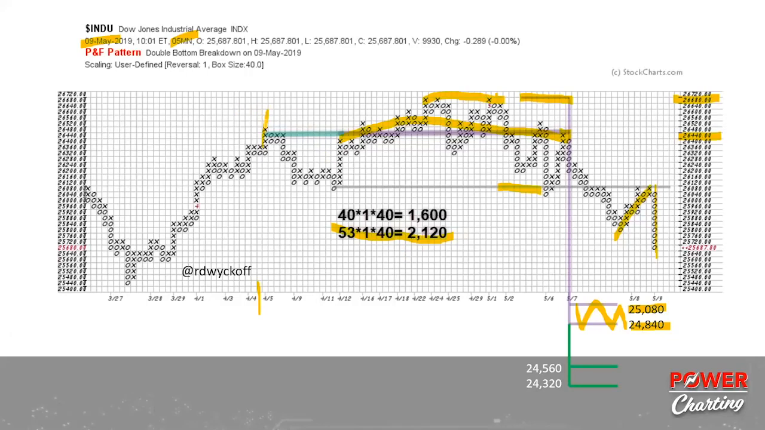My advice about this, or my experience, I should say, about this is that if we do get down to this first objective here, oftentimes what happens is we get a consolidation of sorts and then an attempt to rally. And then we'll redistribute for the lower objective, which in this case is 24,560 to 24,320. Doesn't have to do that. It could just go straight to that level.